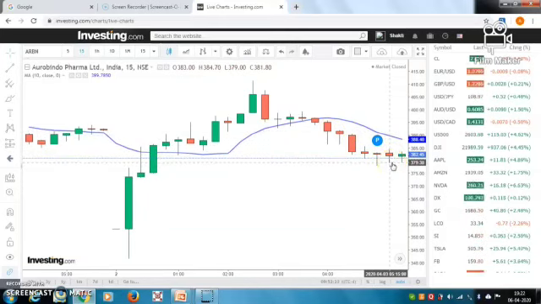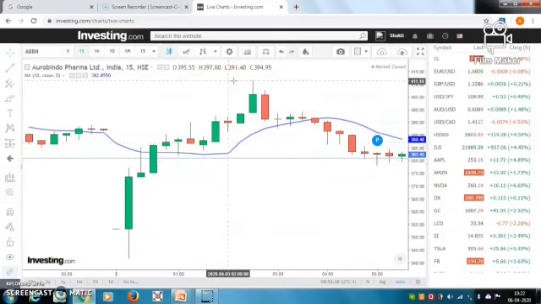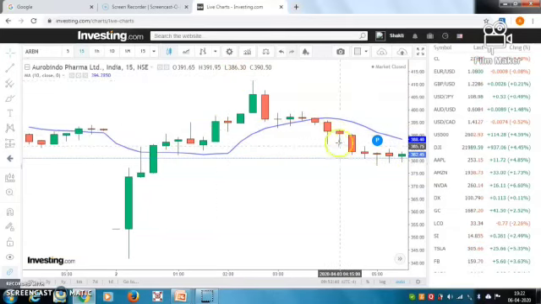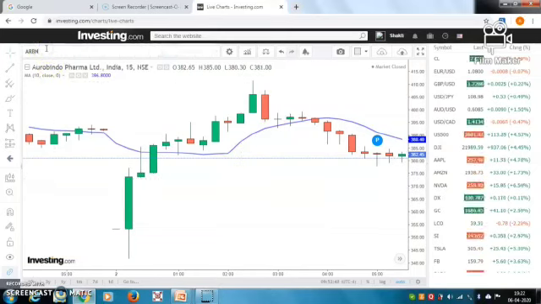So 10 rupees. And how much is this? This is around 23 rupees. So 20 plus 10, 30 rupees in a single stock. Isn't it interesting? Very simple, very easy to use, and very easy to understand also. We'll go to some other stock. Usually momentum stocks. We can go to Tata Steel.